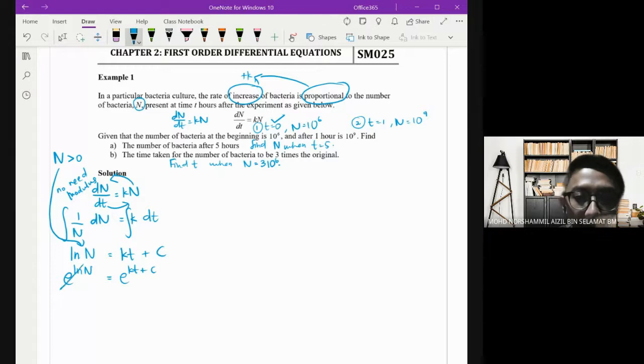So exponential and ln can be cancelled off directly because nothing happens in between exponential and ln. No terms, no numbers, okay, in between exponential and ln. So you can cancel off directly, so it becomes n only in left hand side. So right hand side, similar, exponential kt times exponential c. So exponential c we can change to A. So we obtain n is A e power of kt.